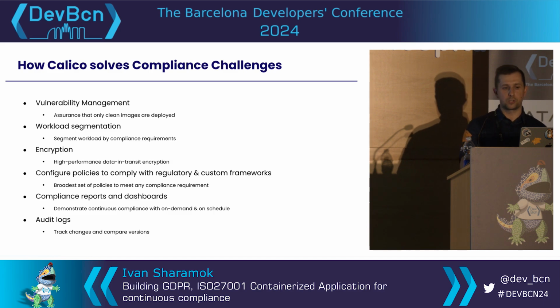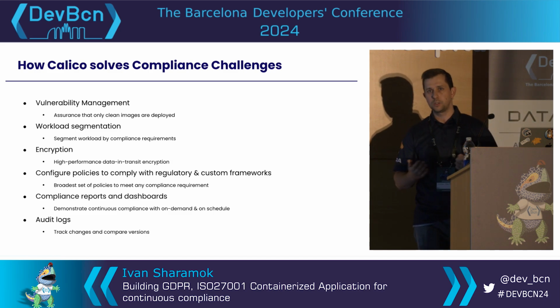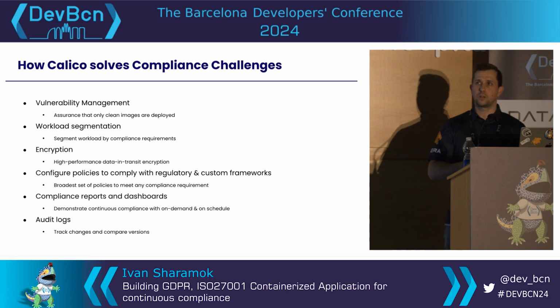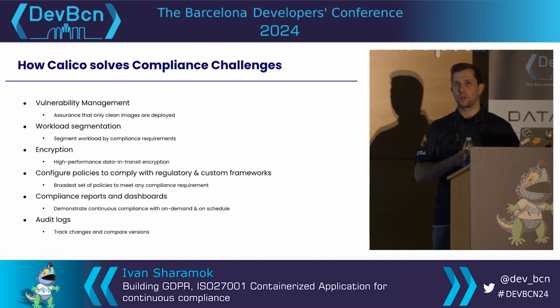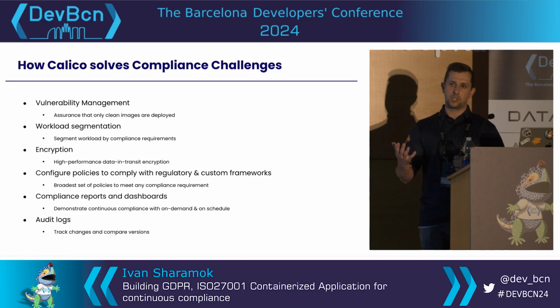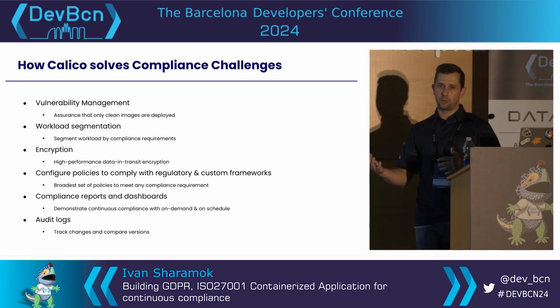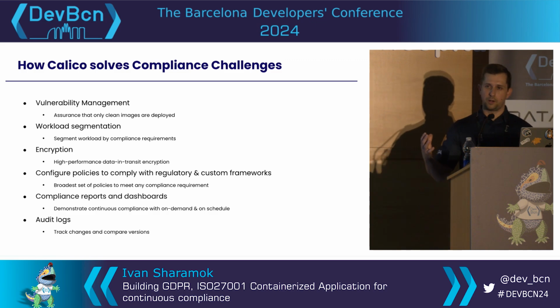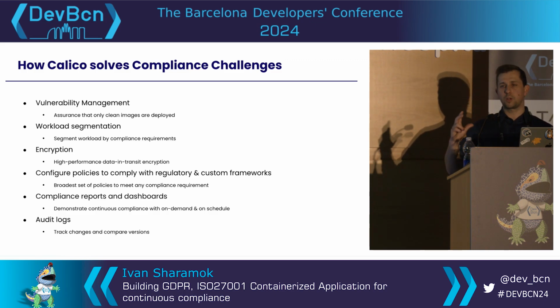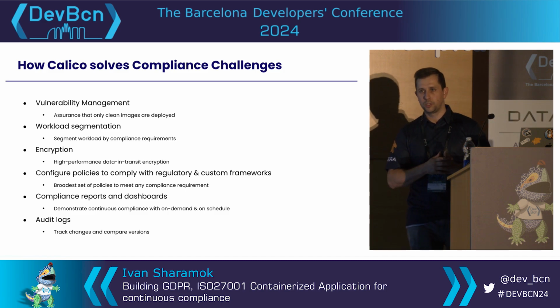We provide workload segmentation through Calico policies. In the commercial products, we also offer tools that provide policy recommendations. If you don't know how to build those policies, we just look at the traffic. Since we sit at the networking layer in the Kubernetes cluster, we see all the traffic, so we can recommend policies based on the actual traffic that we see. We also provide encryption for data in motion.